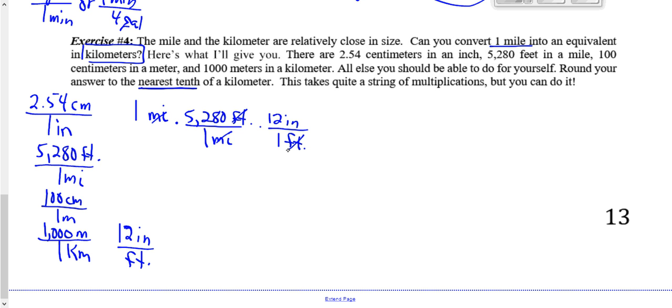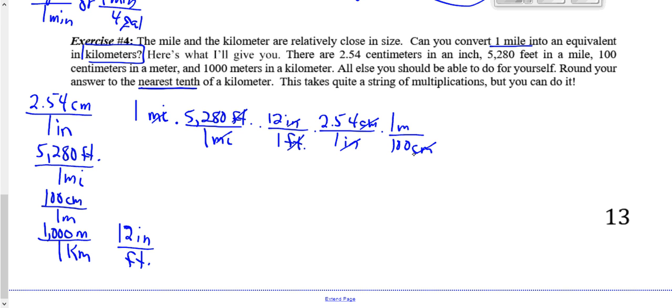I need to cancel inches, so I find something with inches in it: 2.54 centimeters over 1 inch. The inches now cancel. Now I've got to cancel centimeters. This one has centimeters on top, so flip it: 1 meter over 100 centimeters.